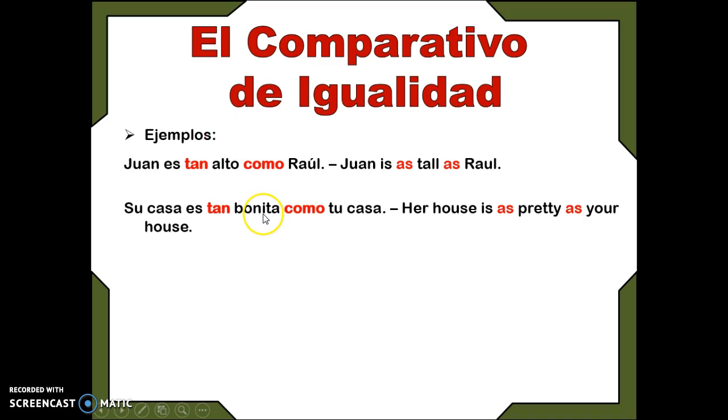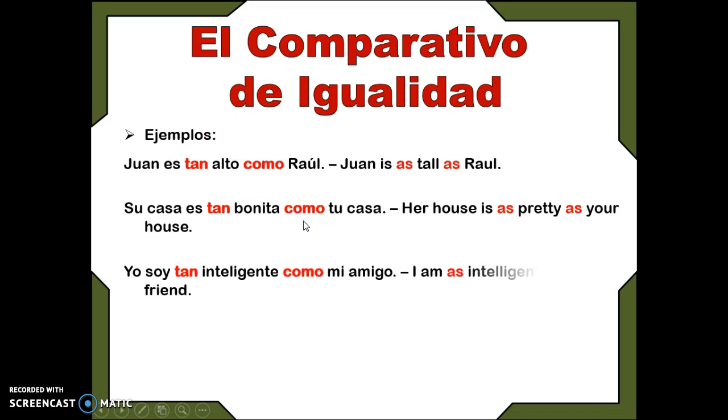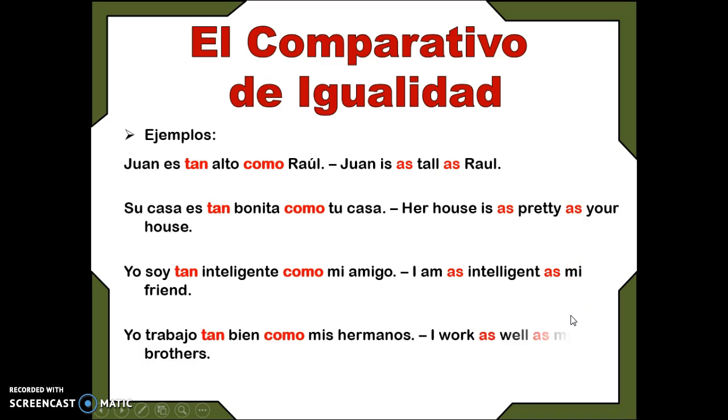Tan plus adjective plus como. Yo soy tan inteligente como mi amigo. I am just as intelligent as my friend. Sorry, with a Y. Last one. Yo trabajo tan bien como mis hermanos. I work just as well as my brothers. Again, equality. You're comparing two things, so it's still considered to be comparativo, the comparative, but it's comparative of igualdad, of equality. Because you're comparing two people or two things, but they're equal.